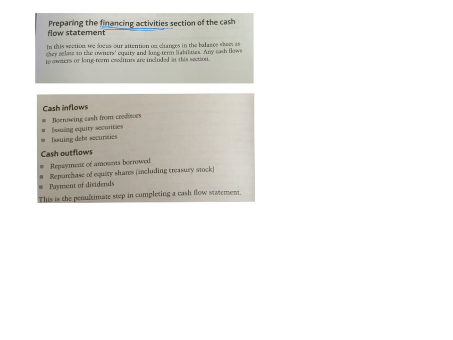Alright, so things that will go in this section, some examples are cash inflows. So if we borrow cash from creditors, if we issue any equity securities, so any preference shares, any ordinary shares that we may issue or redeem for cash, we would put inside of this section. If we repay any amounts borrowed, if we repurchase any equity shares, any payment of dividends, we will put the payment of dividends inside of this section of the cash flow.